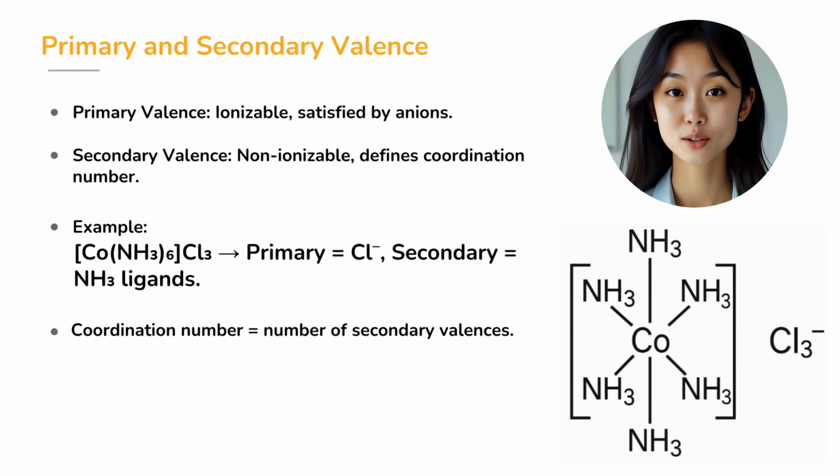Take cobalt hexamine chloride, written as [Co(NH3)6]Cl3. Here cobalt has a primary valence of +3, shown by the 3 chloride ions outside the bracket. Its secondary valence is 6, shown by the 6 ammonia molecules inside. When you dissolve this in water, the chloride ions wander off like students after school, but the ammonia ligands stick around like best friends. See the difference? Primary is loose, secondary is loyal.